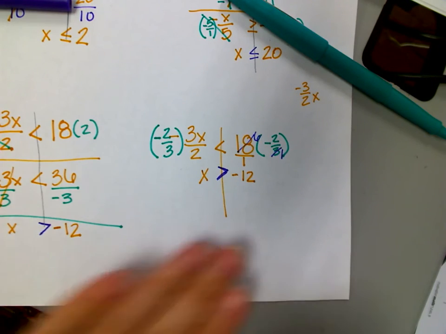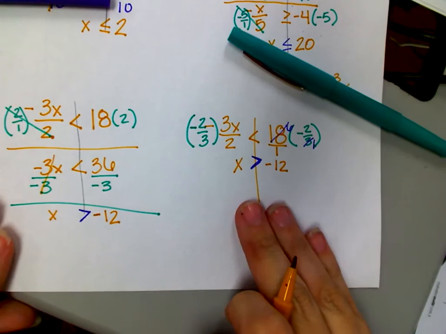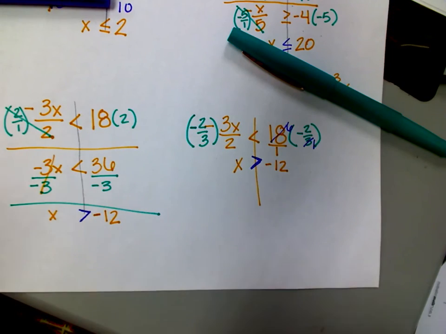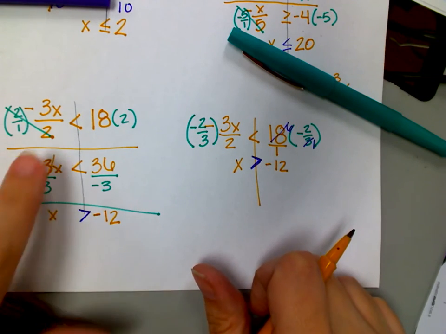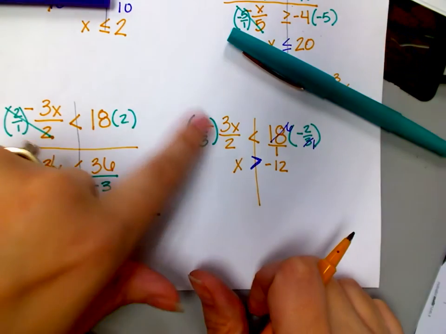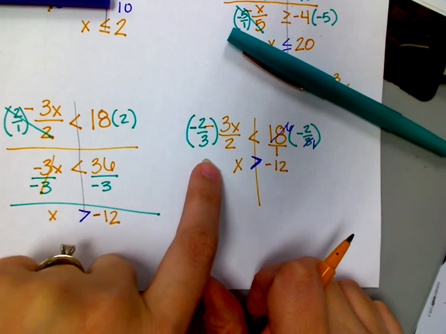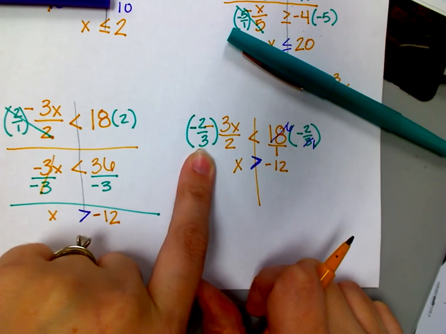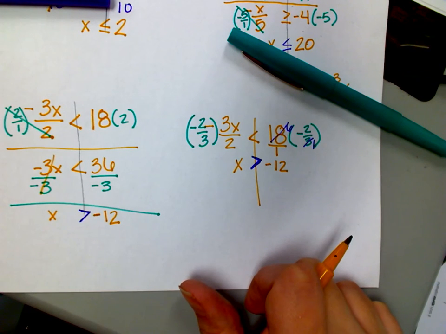Okay, so I got the same answer. Both of them I got x is greater than negative 12, but one of them I took in 2 steps, where I multiplied by 2 and then divided by 3. And here I did it all in one step just by multiplying by the reciprocal. Okay, either way will work. It's just whichever one you feel more comfortable with.